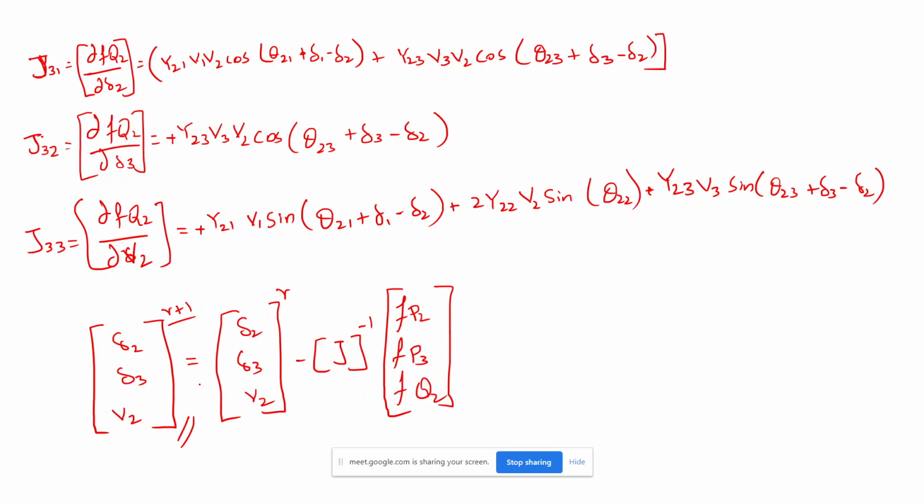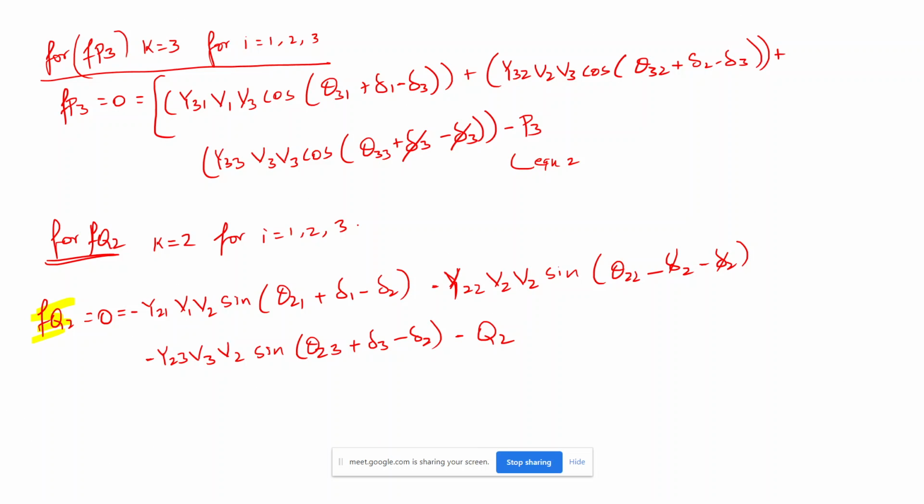If it is more, then we need to find out the iteration for r plus 2 and r plus 3. It will go on until it gets converged. When it converges, the new value and old value should have a very small difference, the minimum value that you are going to give to this system. So this is how we can find out the unknown quantities del 2, del 3, v2 for the question.